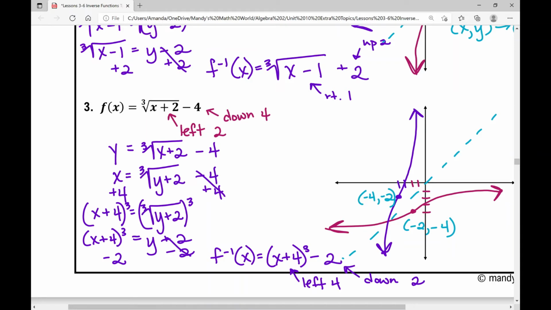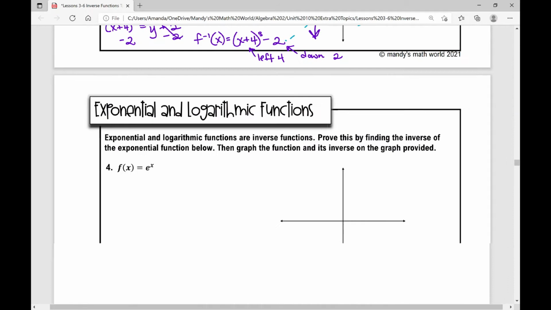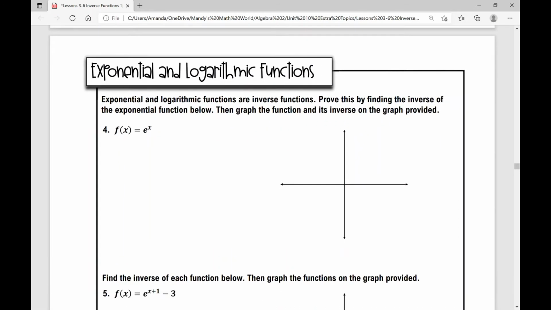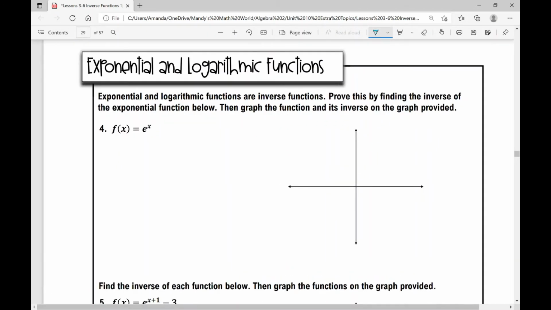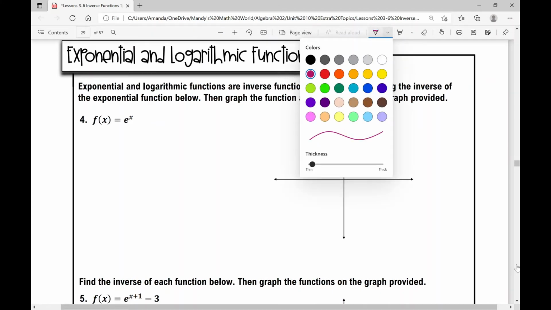Let's move on to our next examples. These are exponential and logarithmic functions. So exponential and logarithmic functions are inverse functions of one another. They undo each other. Let me change colors here.